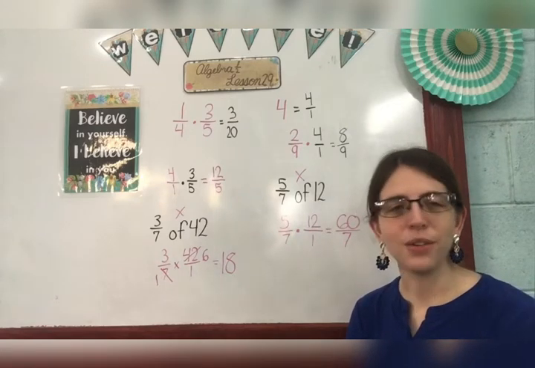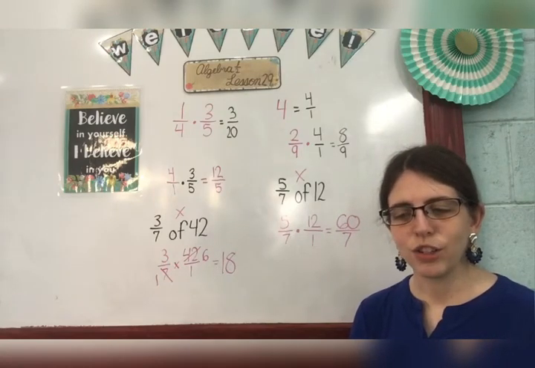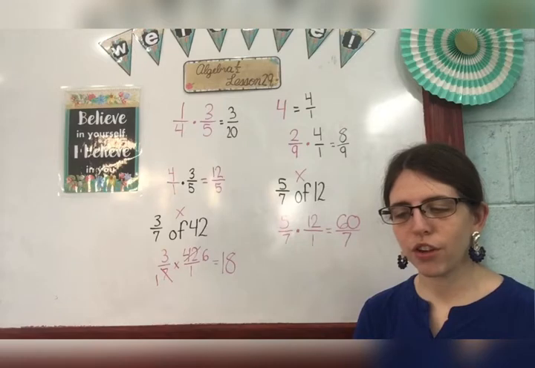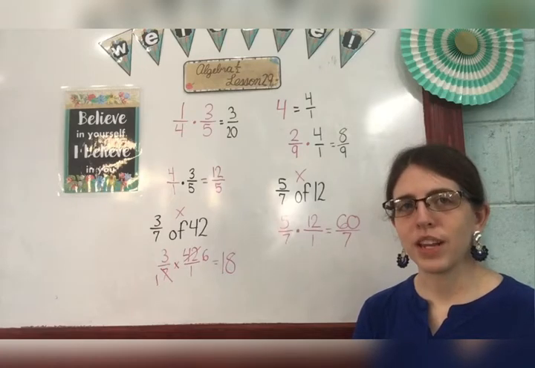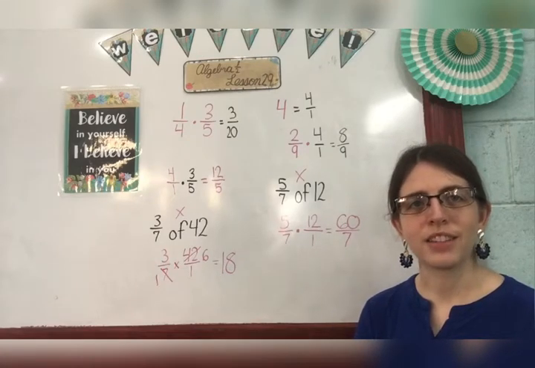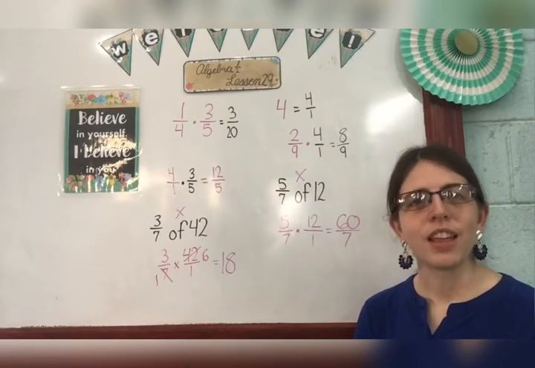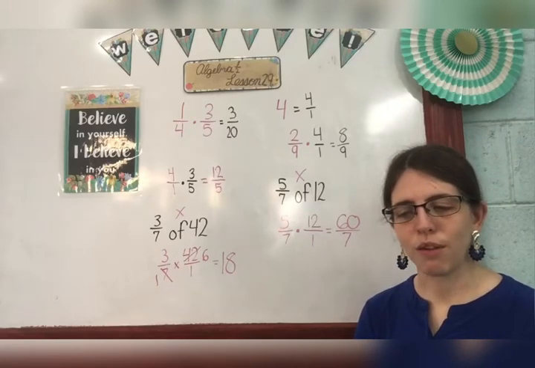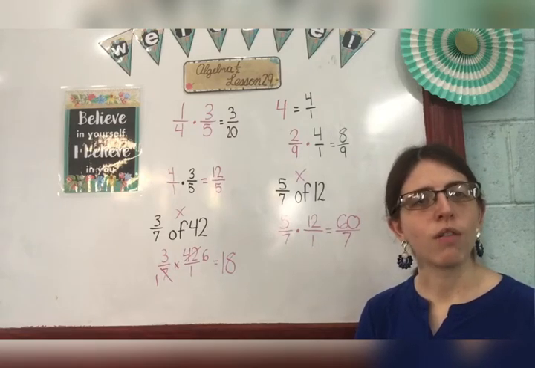Okay, how did you do? Did you feel comfortable doing those problems? Letter A should be 40. 4/3 of 30 is 40 because you put 30 over 1. The 3 and the 30 can cancel because their greatest common factor is 3. 3 divided by 3 is 1. 30 divided by 3 is 10. So you have 4 times 10 is 40. 1 times 1 is 1. 40 over 1 equals 40.